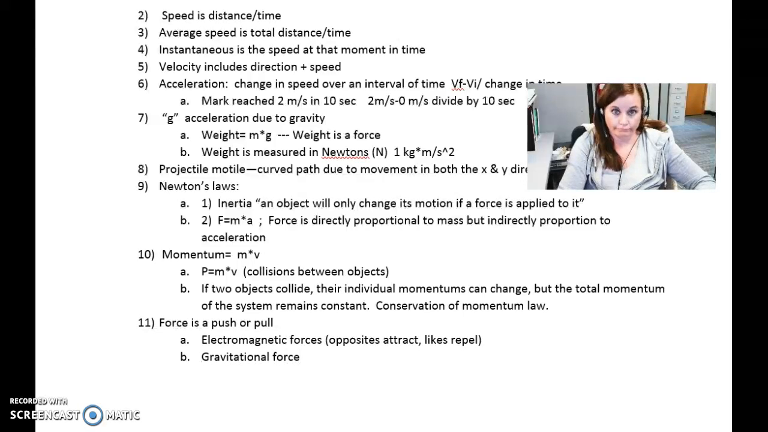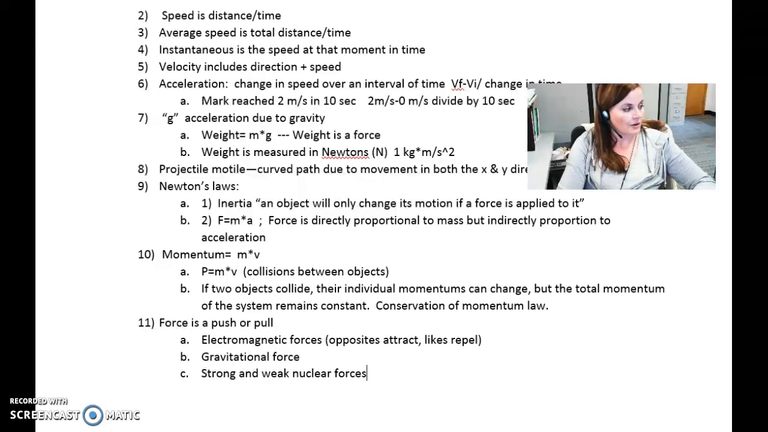We have gravitational force, right? We have strong and weak nuclear forces. So for example, the strong nuclear force is what holds the nucleus of an atom together, and the weak nuclear force is what holds the electrons to the atom, kind of the electron and protons being attracted to one another.